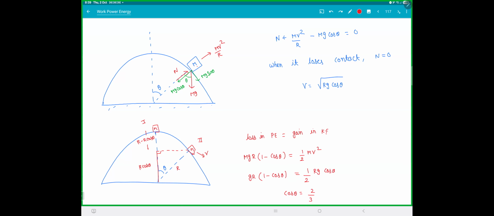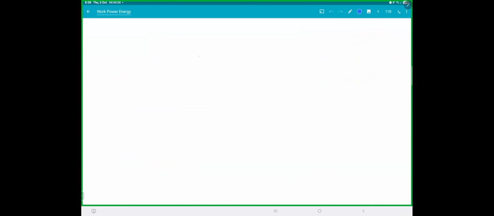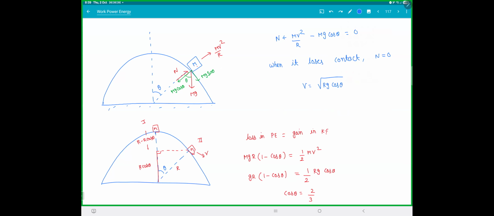And did you observe this thing? This answer is independent of the radius. You take a big sphere or a small sphere, big ball or small ball, it doesn't matter. This is what will happen. This is the reason when you go to a park, they will never make a slide like this. They will always make slides like this. If you make a slide like this, the kids will fly away from here. You don't want kids to start flying in air, isn't it? So that's a bad design for a slide.